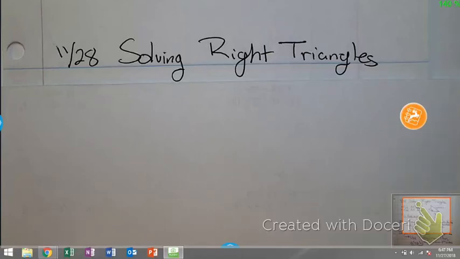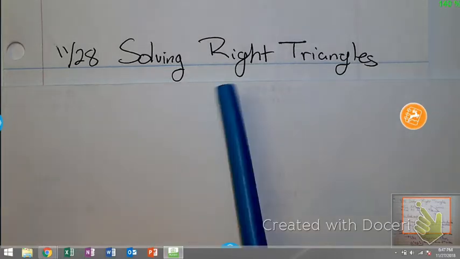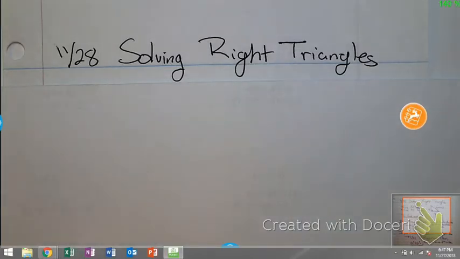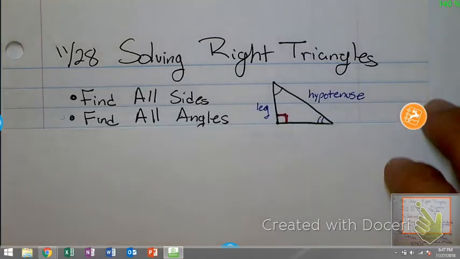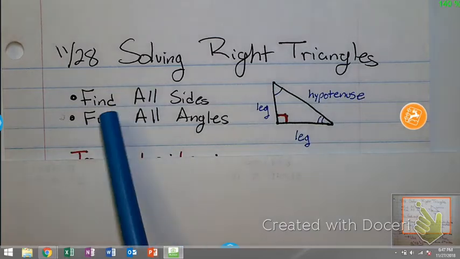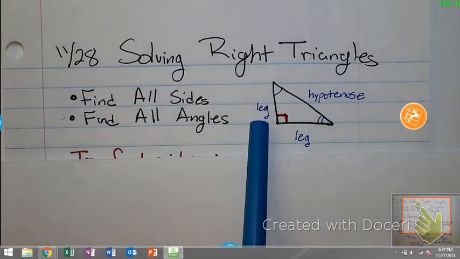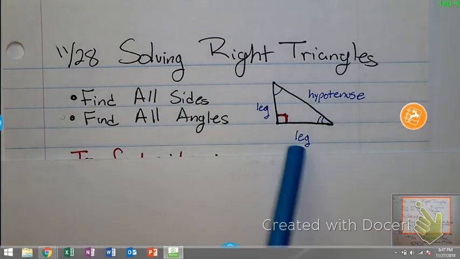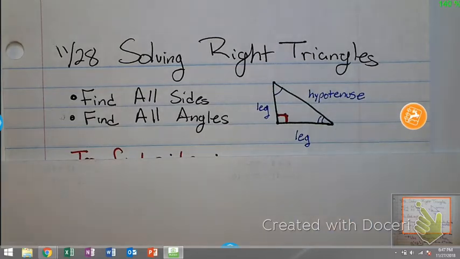Hello everybody. Today we will be talking about solving right triangles. To solve a right triangle, it means a couple of things. First thing, to solve a right triangle, it means to find all the sides. We need to find the lengths of both legs and the hypotenuse.